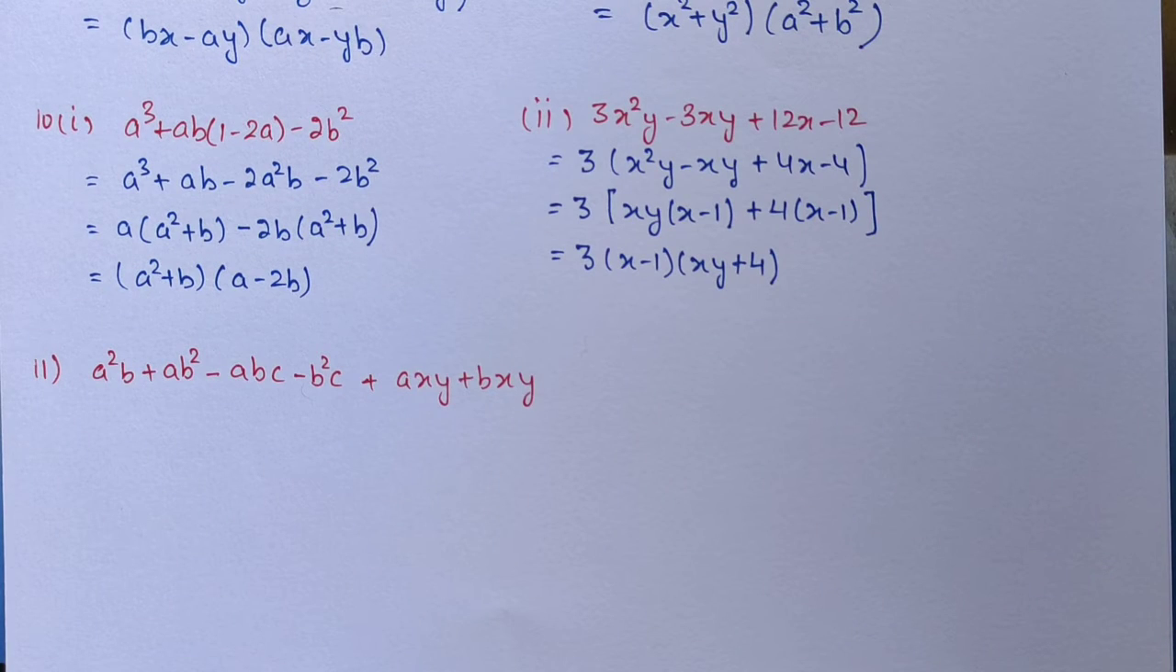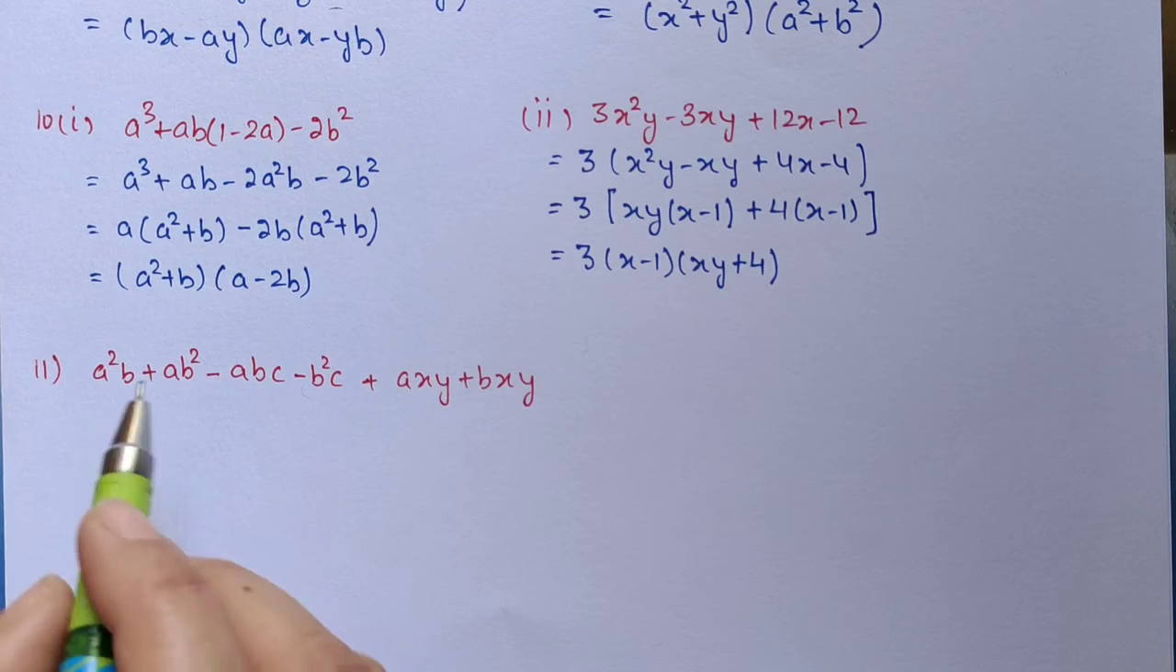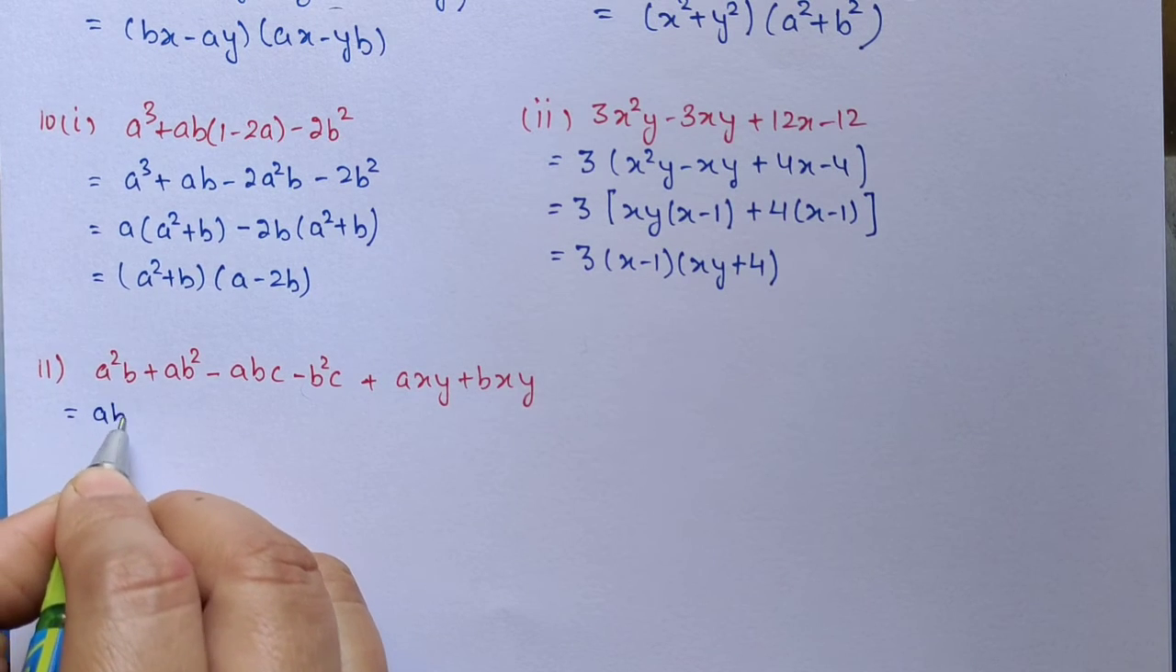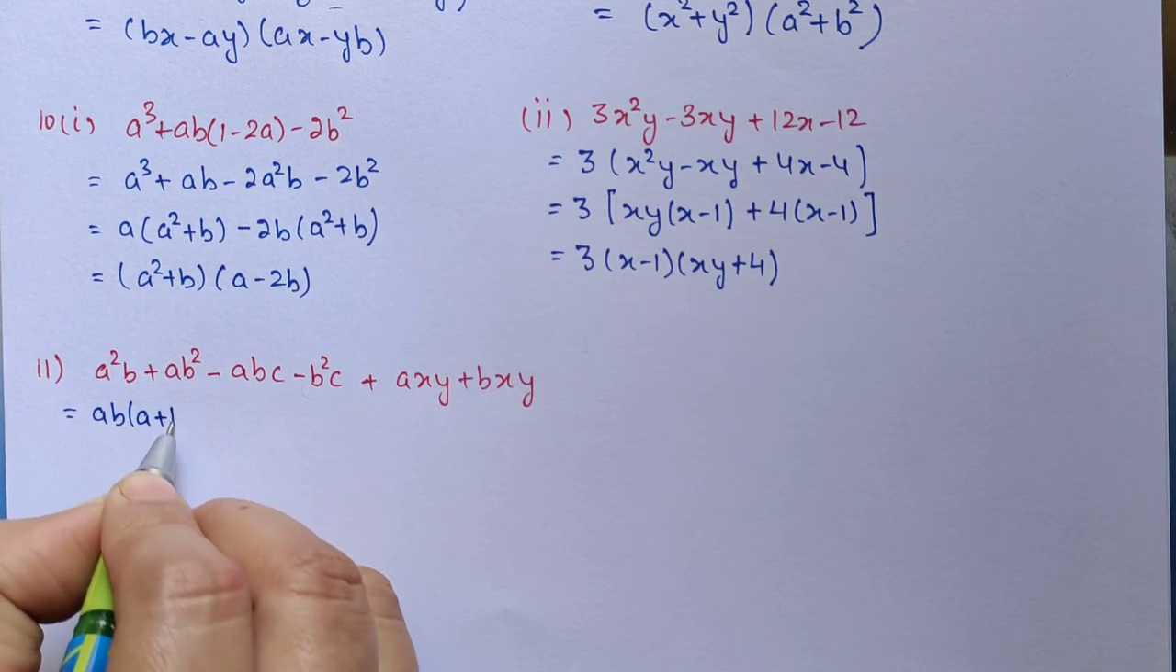Next 11th question, a square b plus ab square minus abc minus b square c plus axy plus bxy. So here we have 6 terms, we can take 2 together or we can take 3 together. So I am taking the first 2 together, then we can take ab as common, inside the bracket, a plus b.